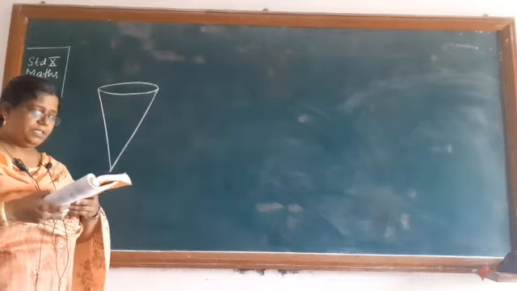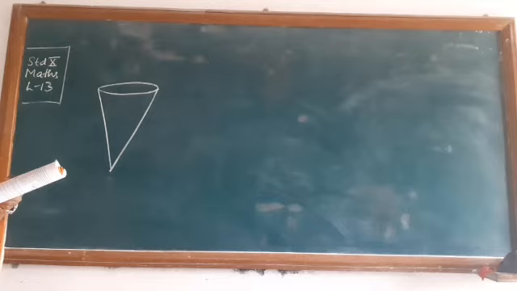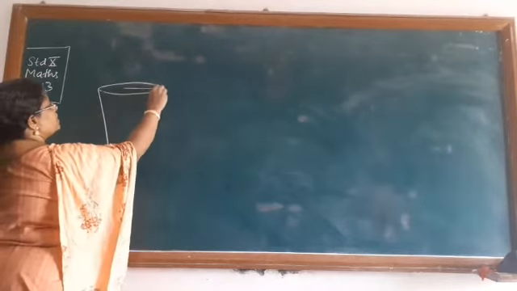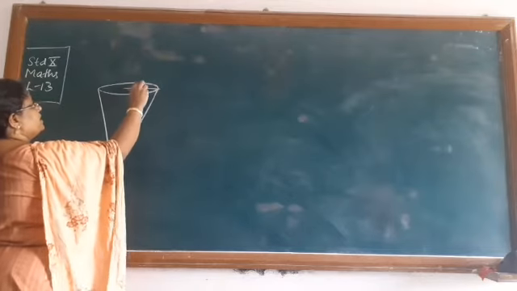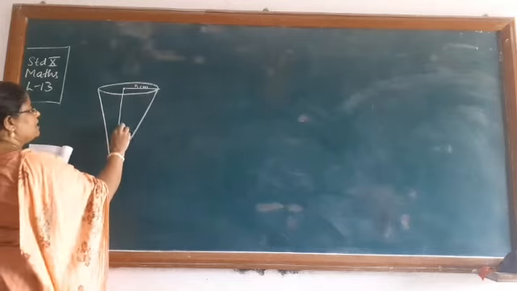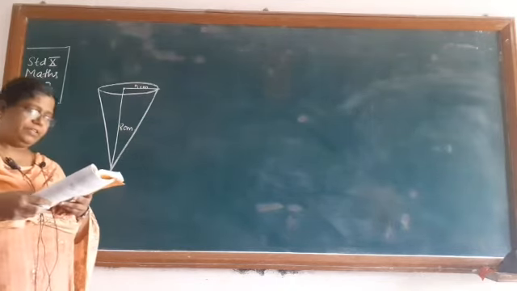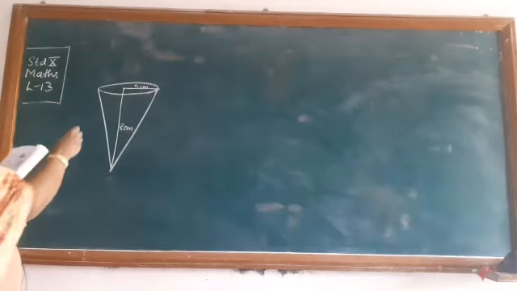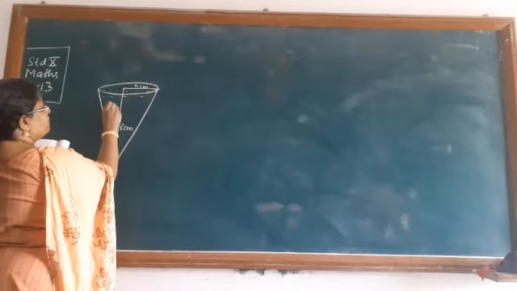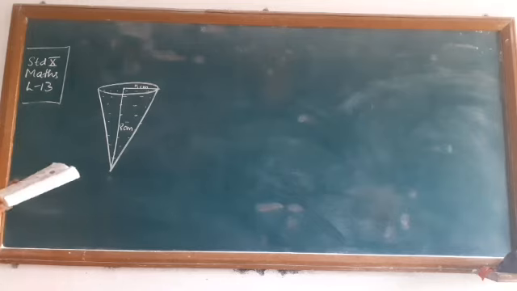Its height is 8 centimeter and the radius of its top, which is open, is 5 centimeter. So the radius of its top is 5 centimeter and the height of the vessel is 8 centimeter. ठीक है? It is filled with water up to the brim. मतलब यहाँ तक पानी भरा हुआ है. Okay, up to the brim, the vessel is filled with water. That is what it is saying.